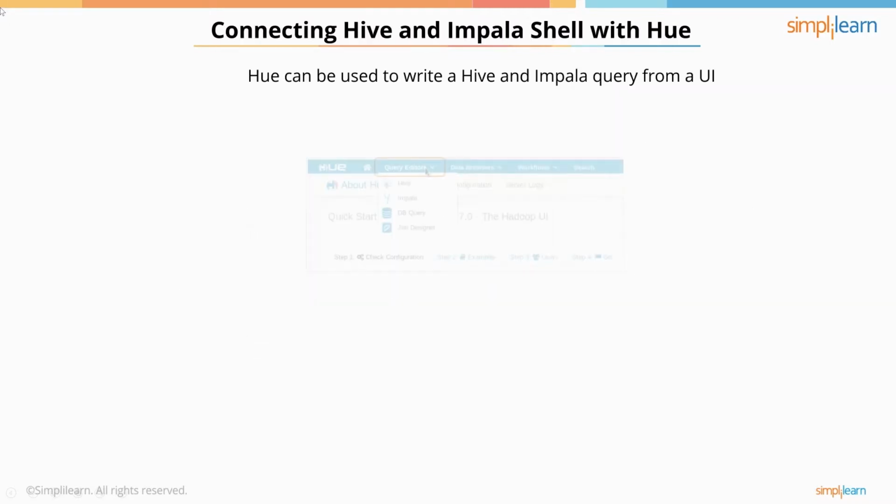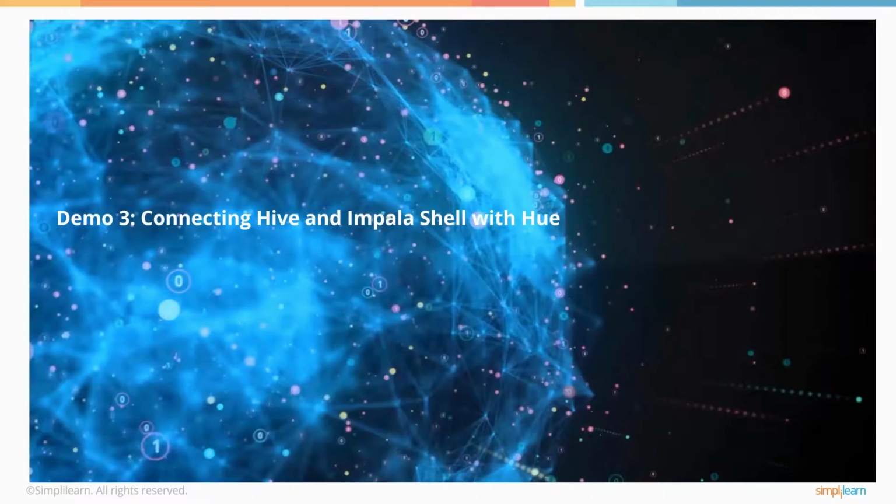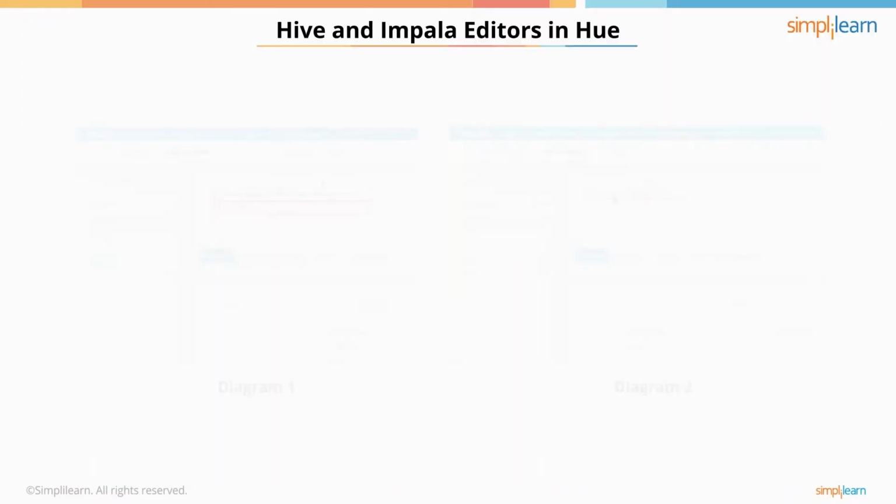Now next, we'll see how to connect using the Hue interface. Under the Query Editor menu, you can select either Hive or Impala, and this will open the corresponding SQL editor. In the next demo, we'll see how to connect Hive and Impala-Shell using Hue.